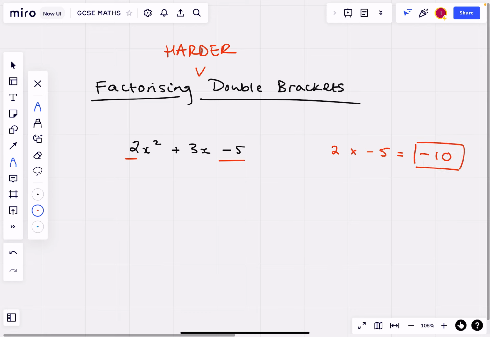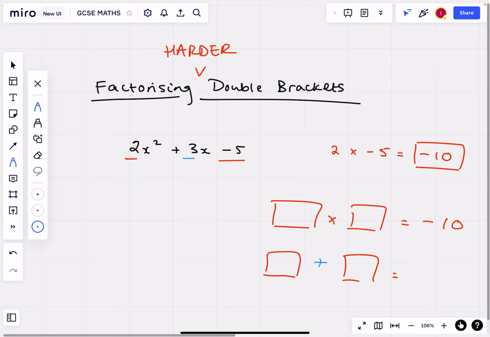Follow me so far? I hope so. Now what we're going to do is think of two numbers that multiply to give our minus 10, but the same two numbers need to add to give us 3. So multiply to give minus 10, add to give 3. 5 and 2 initially come to mind, and then we need 5 and minus 2 to give us plus 3. Does that make sense? So these are our factors.